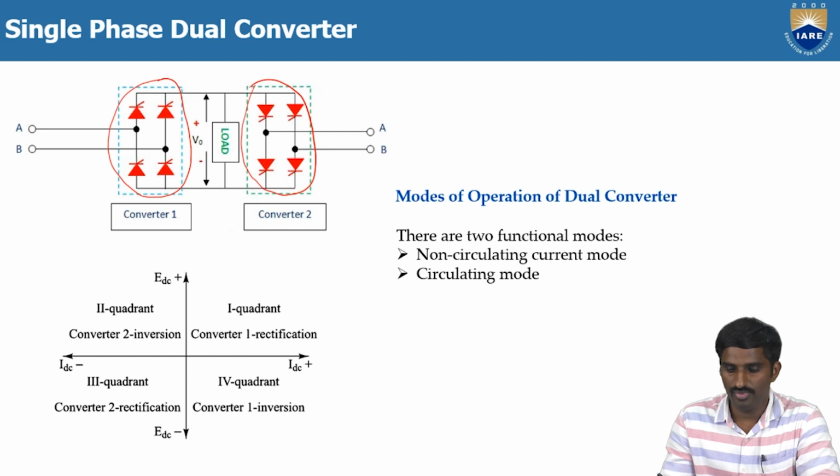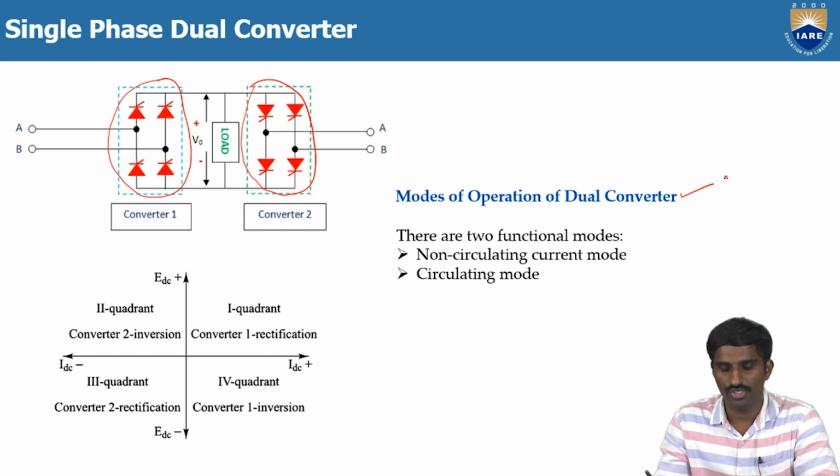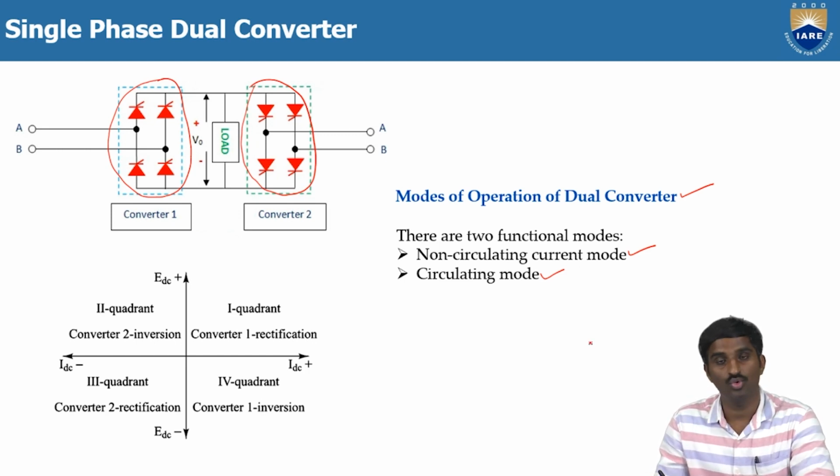And there are basically two modes of operation of these dual converters. One is the non-circulating current mode, and the second one is the circulating current mode. Then one by one we will discuss what the non-circulating current mode is and what the circulating current mode is.